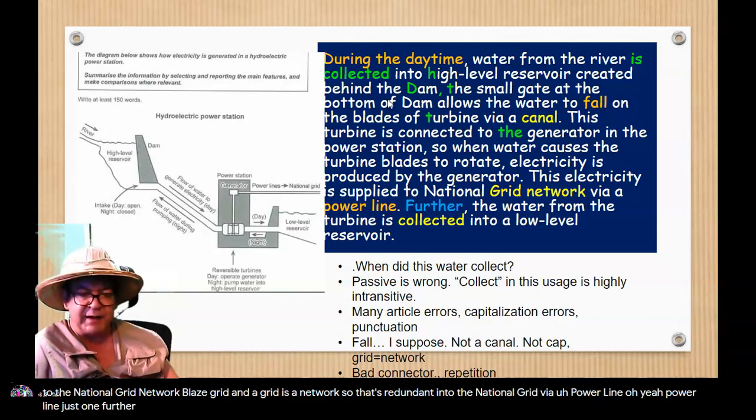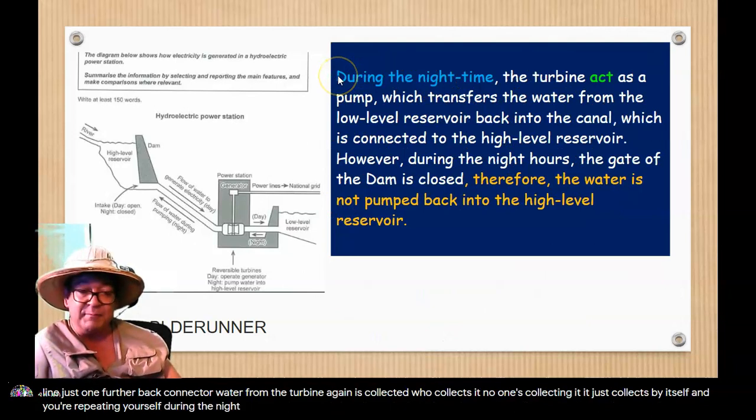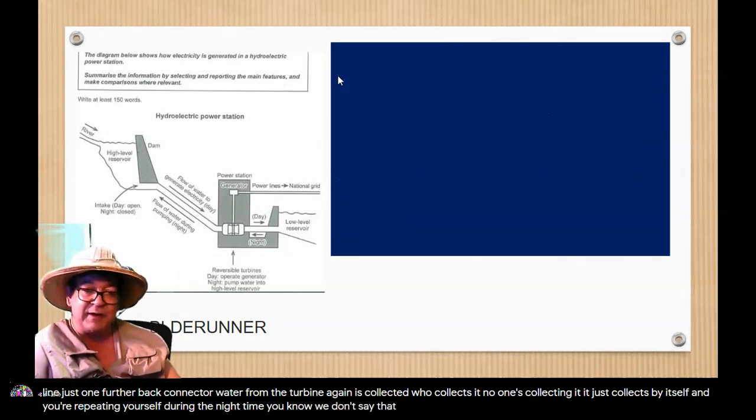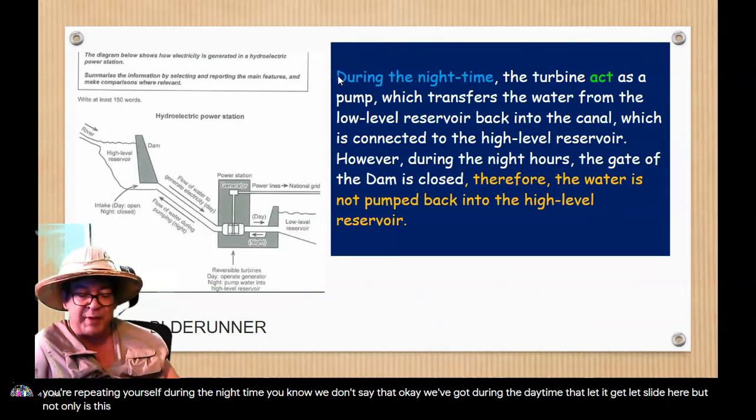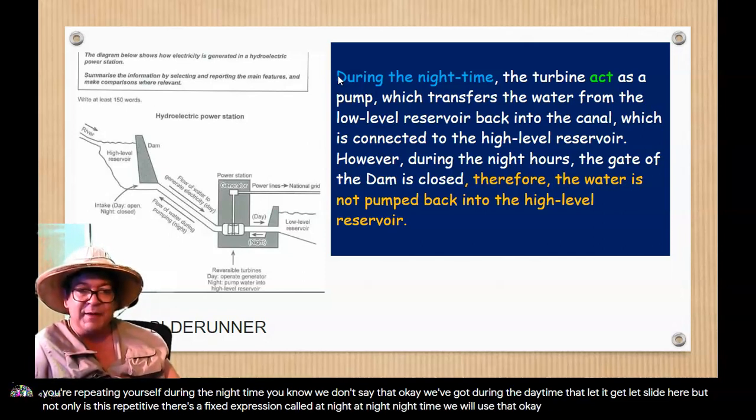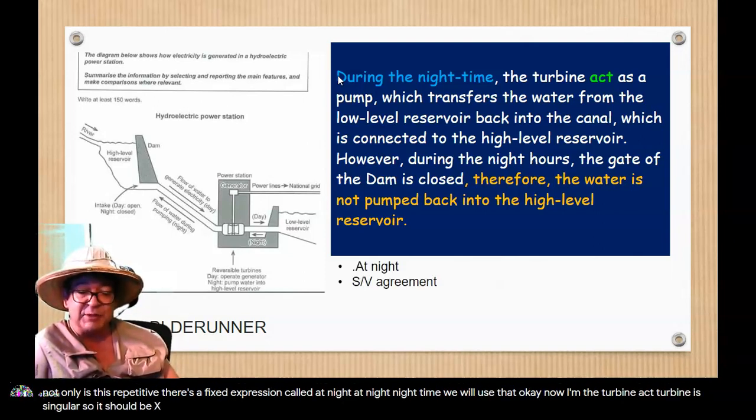Further, back connector. Water from the turbine, again, is collected. Who collects it? No one's collecting it. It just collects by itself during the nighttime. You know, we don't say that. Okay, we've got during the daytime. That let slide here. But not only is this repetitive, there's a fixed expression called at night. At night, nighttime. We don't use that. Okay, the turbine act. Turbine is singular, so it should be acts, subject-verb agreement. All right, which transfers water from the back to the canal. I don't see any of that. I just see some arrows.